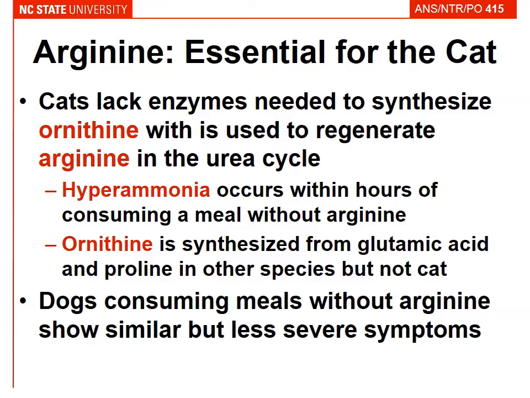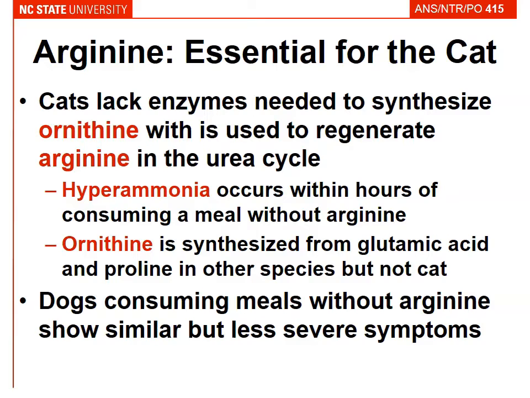And in other species, they are able to use glutamic acid and proline to synthesize ornithine, but the cat is not able to. And it makes sense. The cat evolved. It's an obligate carnivore. I should say that this is not just cats. Any obligate carnivore is going to have this similar situation. But we've studied cats well enough. So all of our obligate carnivores are unable to synthesize ornithine for this urea cycle, and it's because they have adequate amounts in their natural diet.